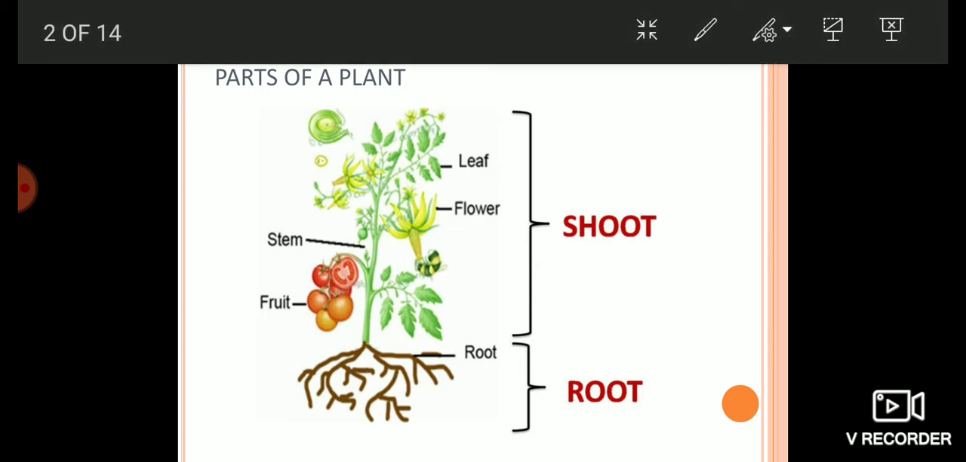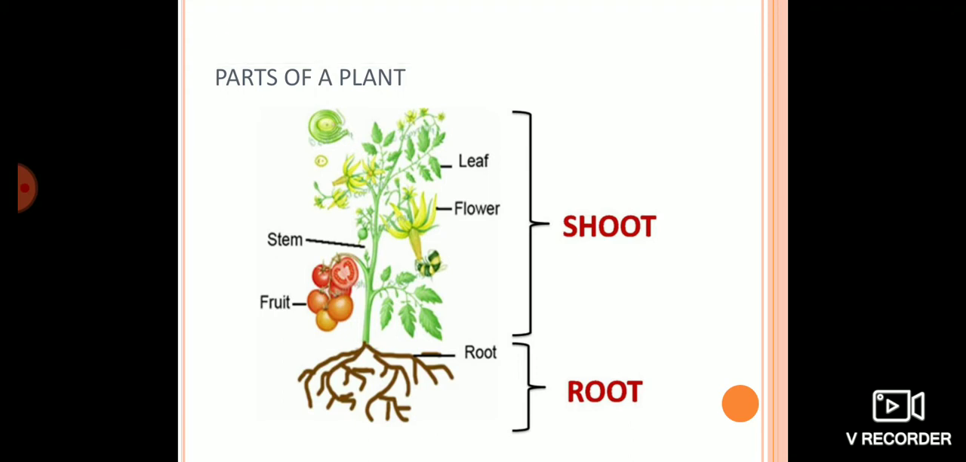Then shoot system is the part of the plant that is above the soil. It consists of stem, branches, leaves, buds, flowers and fruits. So very simple concept. The root system is present under the ground and the shoot system is present above the soil. So all parts are very essential for the plant. Why? Because it keeps the plant alive. Now we will first study about the root system of a plant.